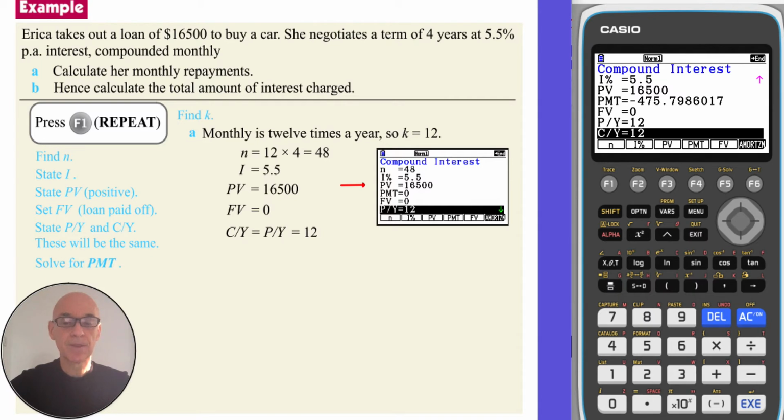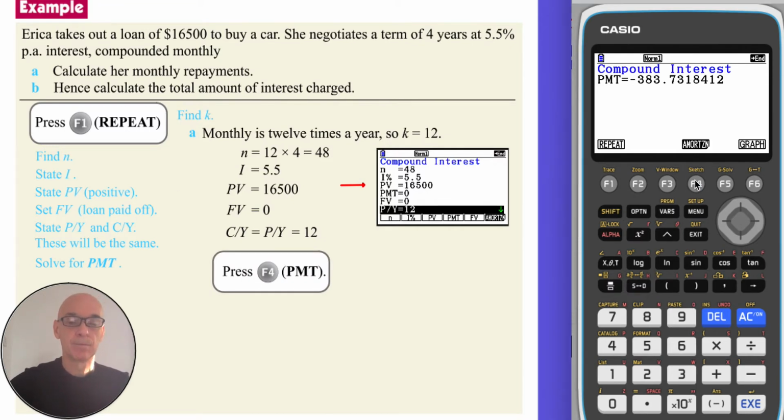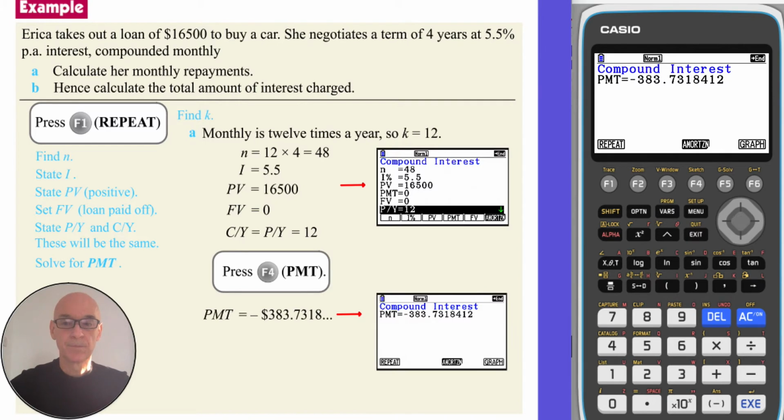To find the monthly repayments, we need to solve for PMT. So we press F4, giving the value shown. Rounding to two decimal places, Erica's monthly repayments will be $383.73.